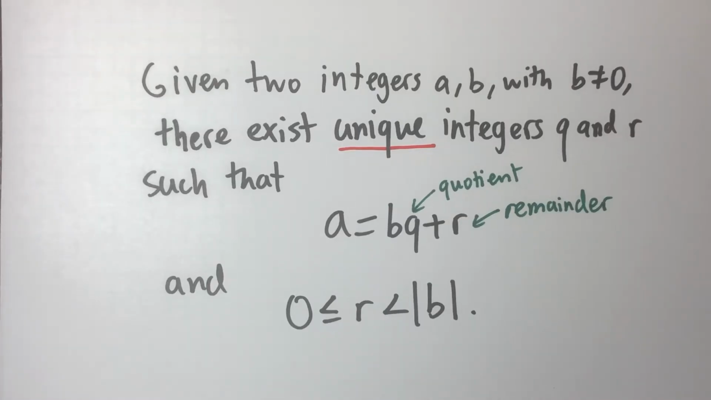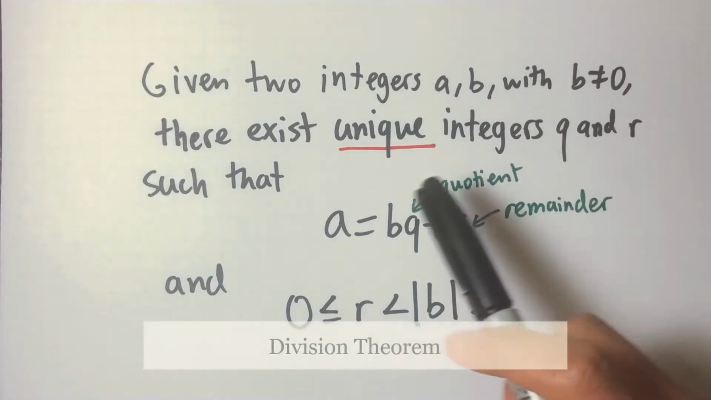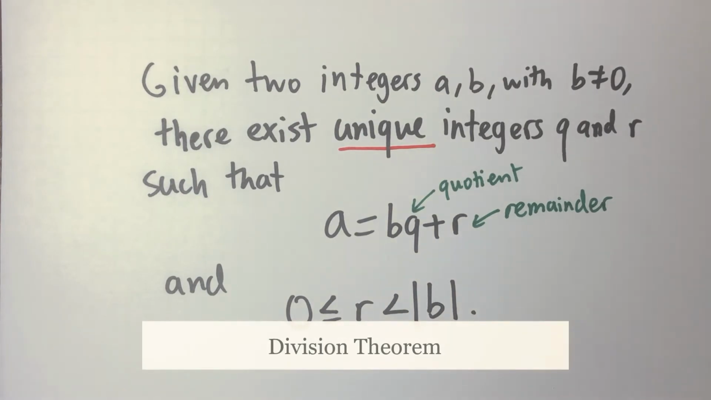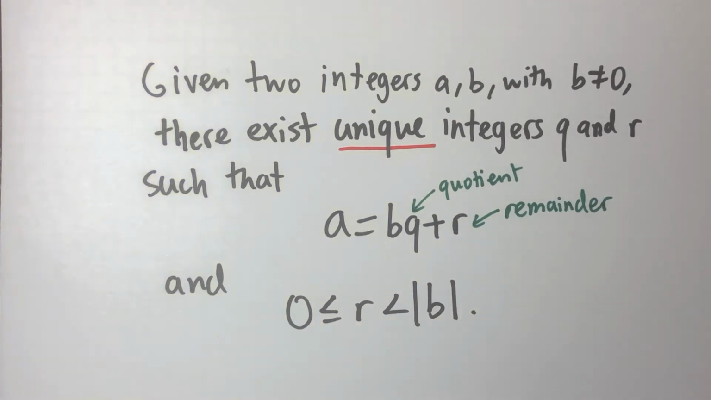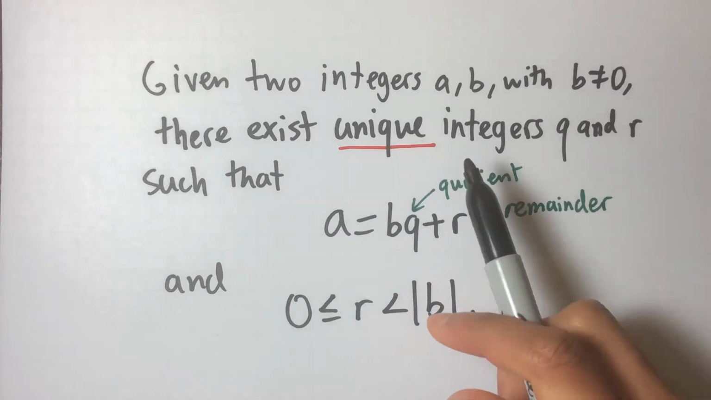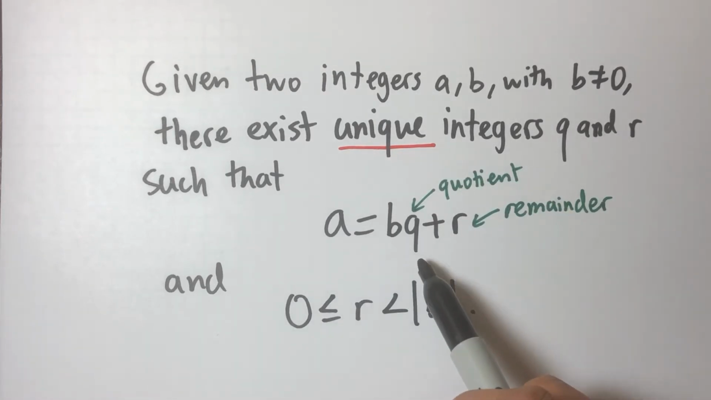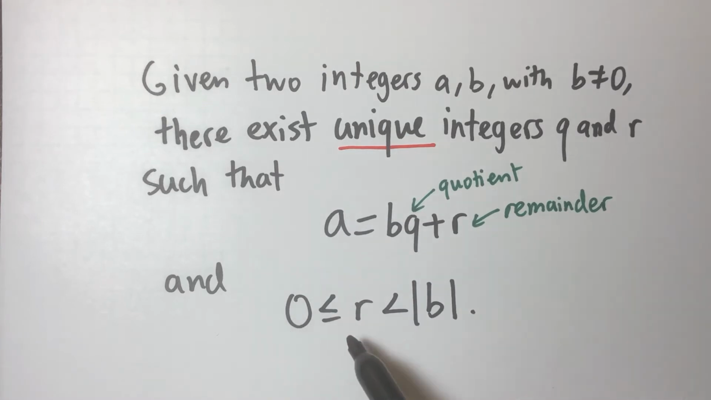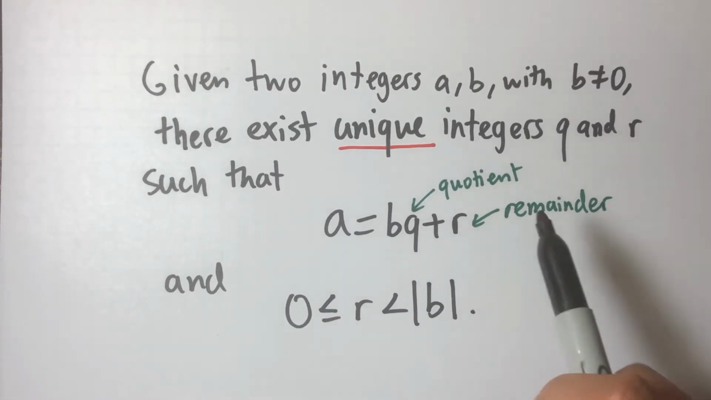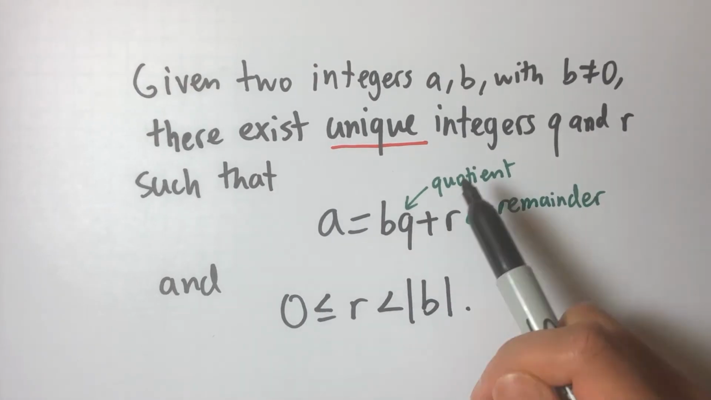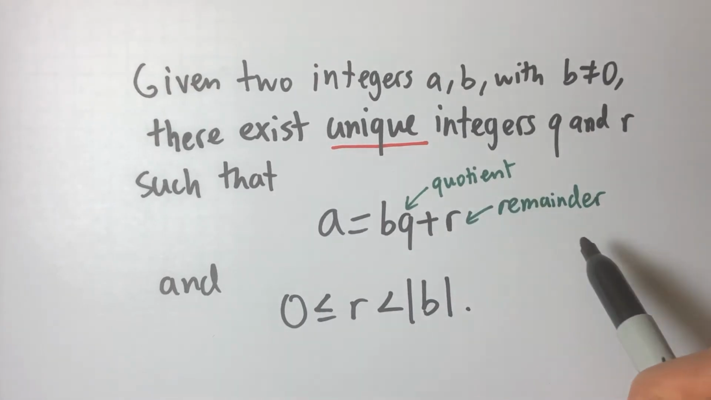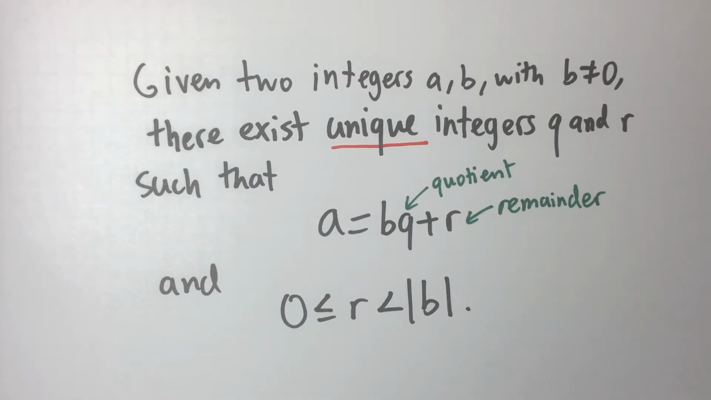So now let's talk about the division theorem. It simply states that given two integers, a and b, with b not equal to 0, there exist unique integers q and r such that a equals b times q plus r, and r is greater than or equal to 0 and less than b. q is called the quotient here, and r is called the remainder. You might be familiar with that.